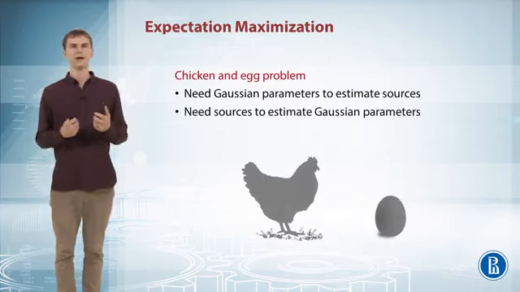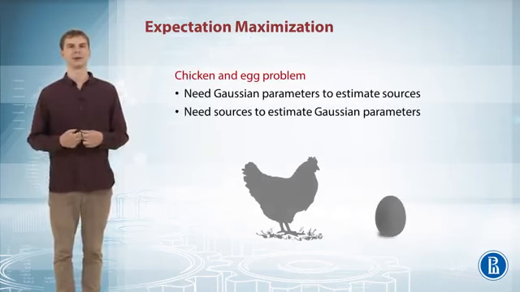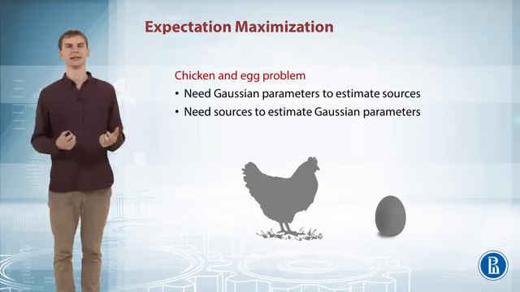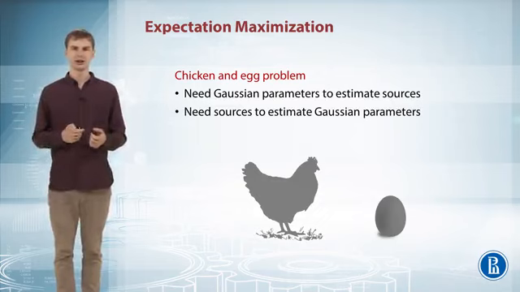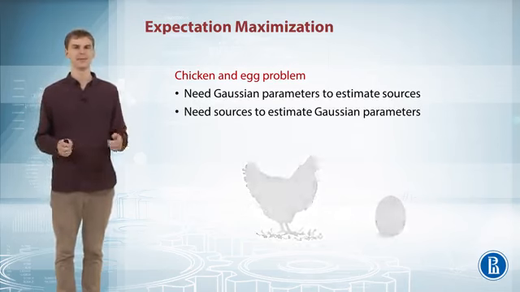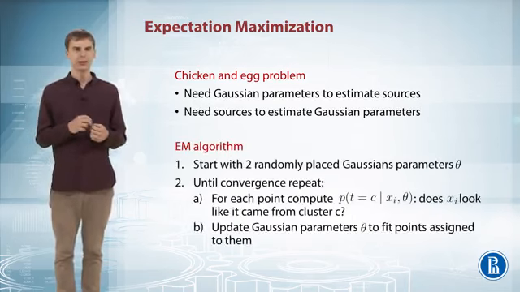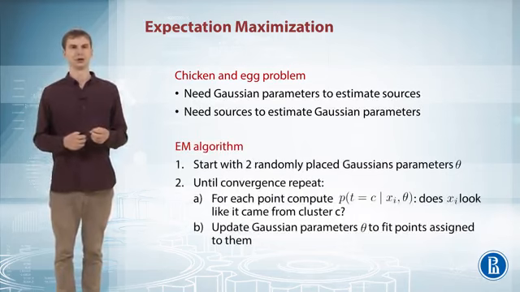If we know the Gaussian parameters, we can easily estimate the sources. If we know the sources, we can easily estimate the Gaussian parameters. So what can we do in this case? Well, the expectation maximization algorithm, in this particular case, suggests us to do a very natural thing. So let's first of all initialize the parameters somehow randomly. And then in iterations, in the loop, let's repeat two steps until convergence.